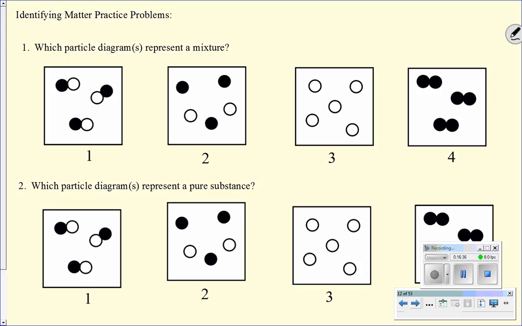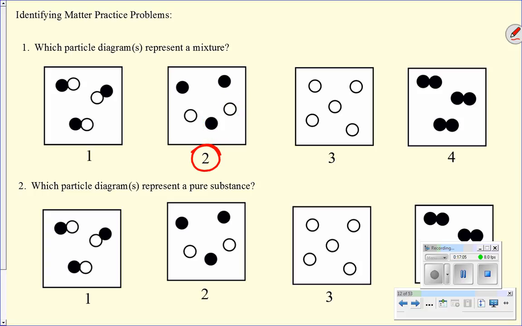So number one, which particle diagram represents a mixture? In one, we can see that all of these groups here are the same as each other. So that's actually not two different substances. That one is representing just one compound. In number two, we have two different elements here. So this is an element and this is an element, and they're physically combined with one another. So that's an example of a mixture.